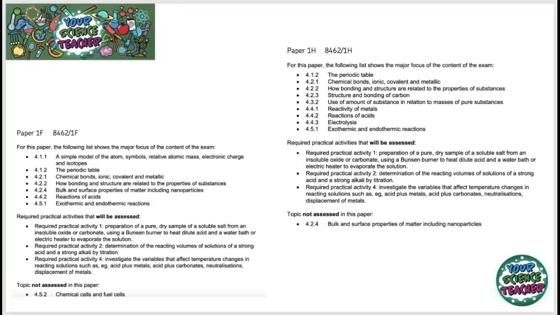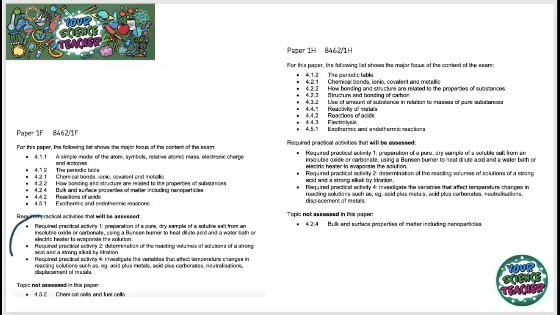Let's firstly look at where I got my information for about what to put on this video. I went to the AQA website and looked at the things that they said are key to this paper, and also things that won't be assessed in this paper that I've not included in the video. Also, what's key is these required practicals, and that's where I'm going to start off actually.